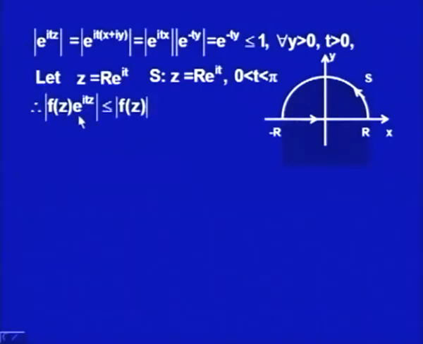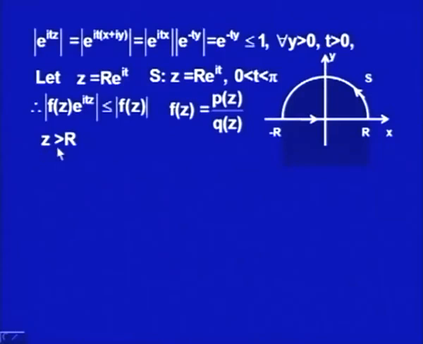Now, f z e to the power i t z, this absolute value would be the absolute value of f z, or you could say modulus of f z into modulus of e to the power i t z. Modulus of e to the power i t z is less than 1, we just proved. That says this should always be smaller than or equal to the absolute value of f z. Now, f z we had already assumed is of the form p z upon q z, where p and q both are polynomials. The degree of q is at least 2 degrees higher than the degree of p.